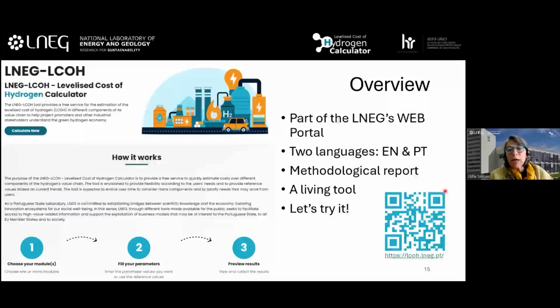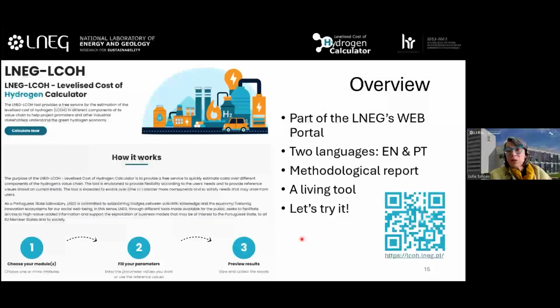If you go online, you have there the QR code, so you can immediately take a look. It's now hosted in our website. It's part of the LNEG's website. It's in 2 languages, so I'm here speaking in English, but everything is in Portuguese.